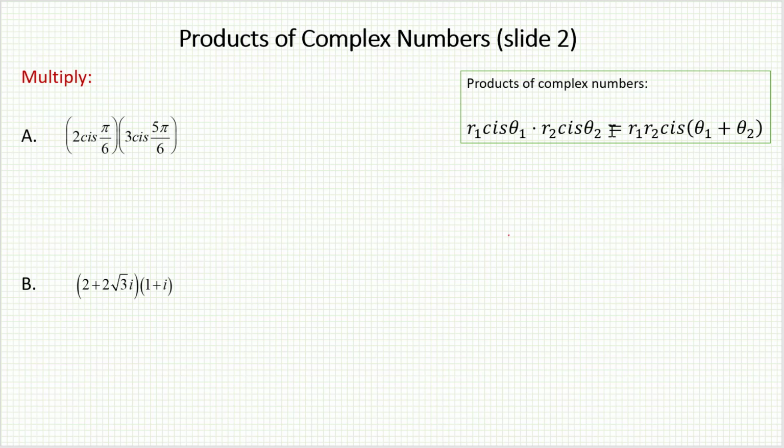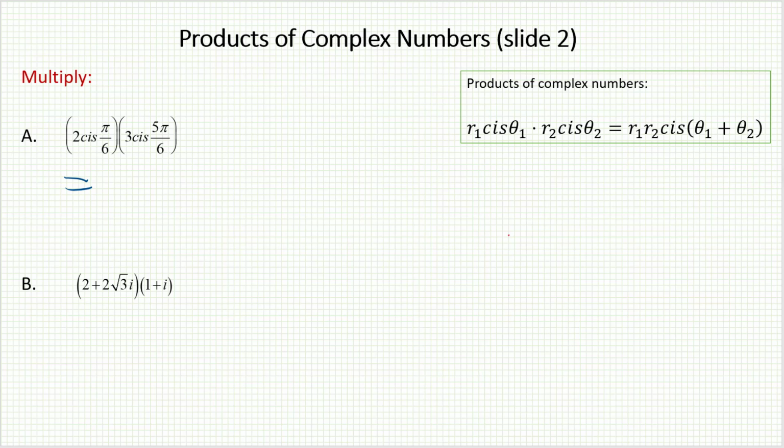If I want to multiply two complex numbers in trig form, multiply the moduli, add the arguments. Example A, 2 cis pi over 6 times 3 cis 5 pi over 6. I really don't even need to write this out in any kind of expanded format. I just follow the rule.